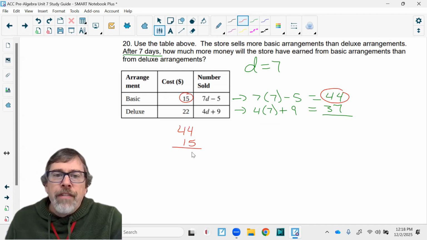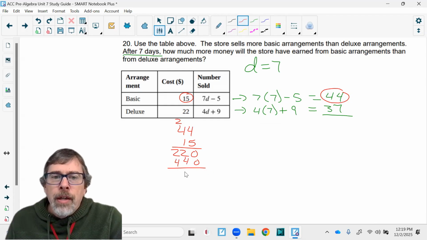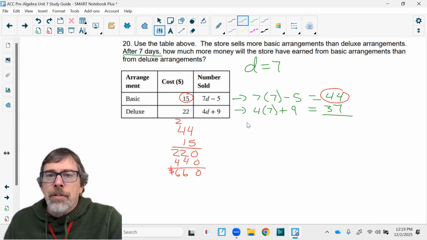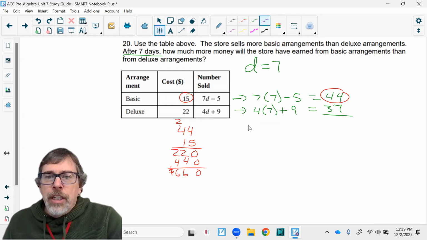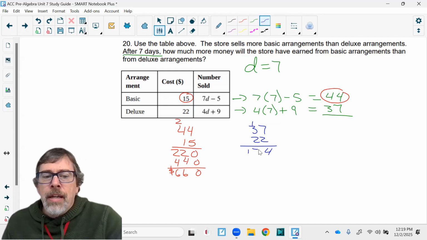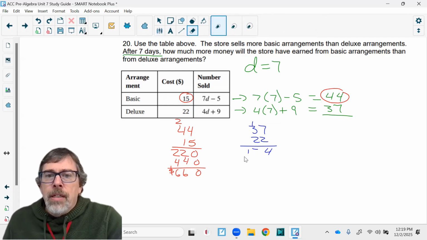Sorry about that. 5 times 4 is 20. 5 times 4 is 20 plus 2 is 22. Bring down a 0. 1 times 4. And I made $660 on my basic arrangements. The deluxe arrangements, there were 37 of them sold at $22. 7 times 2 is 14. 3 times 2 is 6. Plus 1 is 7. Not 17, 7.